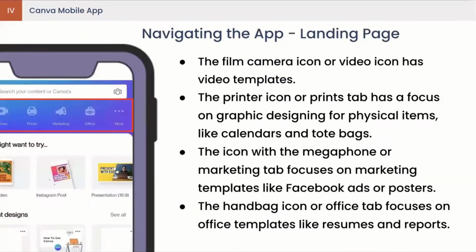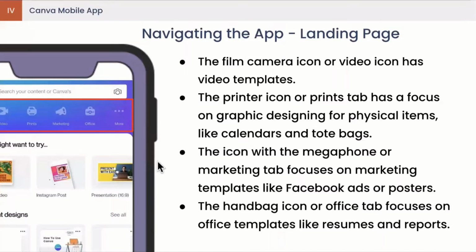The film camera icon or video icon has video templates, which is another form of media that you can create using Canva. And the video icon is slightly cut off on the screen, but it is right here. The printer icon or print tab has a focus on graphic designing for physical items, such as a calendar or a tote bag, or even a t-shirt. And that is right here if you're planning on printing out some design.